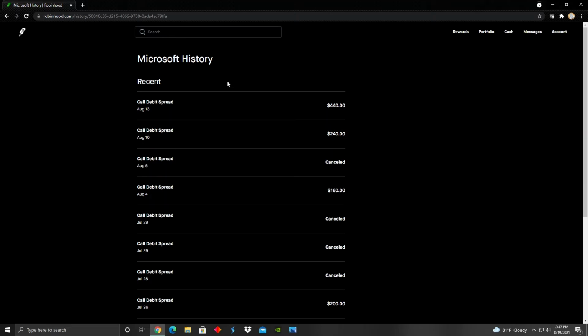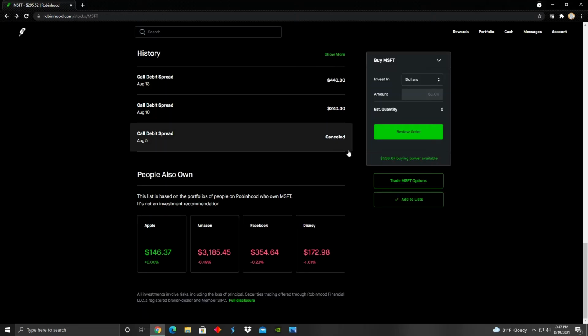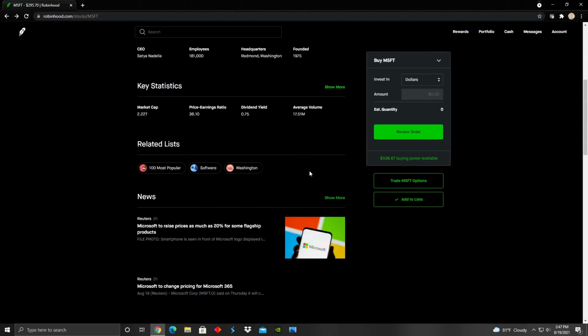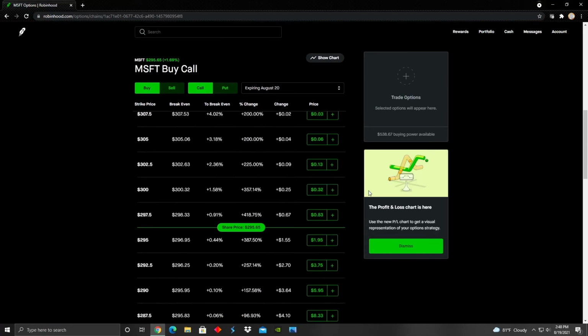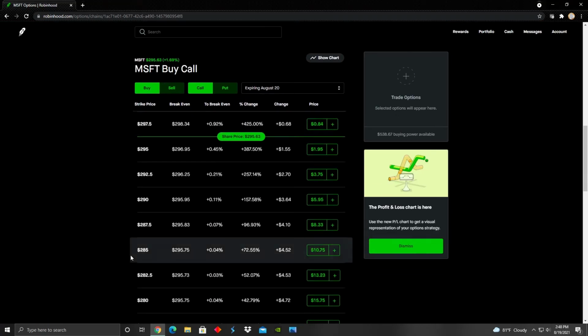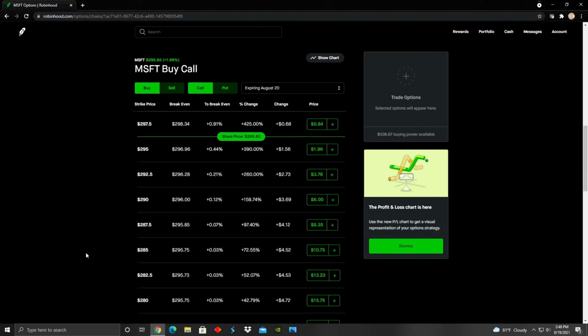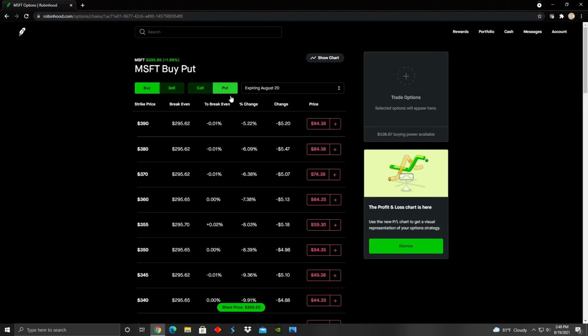So I'm going to explain right here how I was able to do that. The first thing you want to do is go to any stock or ETF that you want to use the options for. In this case, I'm going to be using Microsoft, and you just want to go over here to trade Microsoft options and click on that. Then it's going to open up the Microsoft options calendar for you, and it's going to show you whether you're buying a call, selling a call, or buying a put.